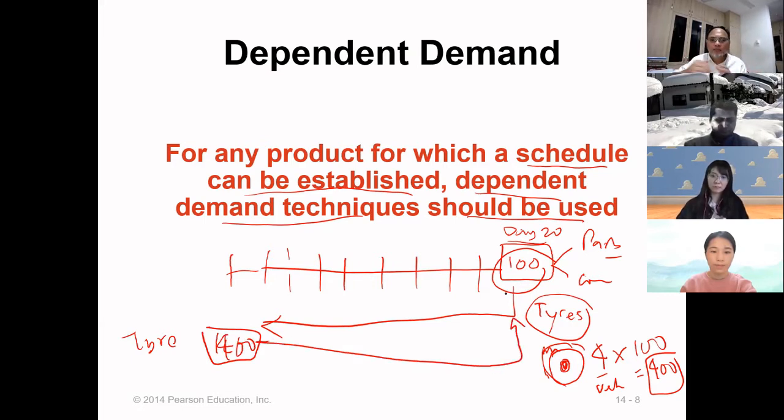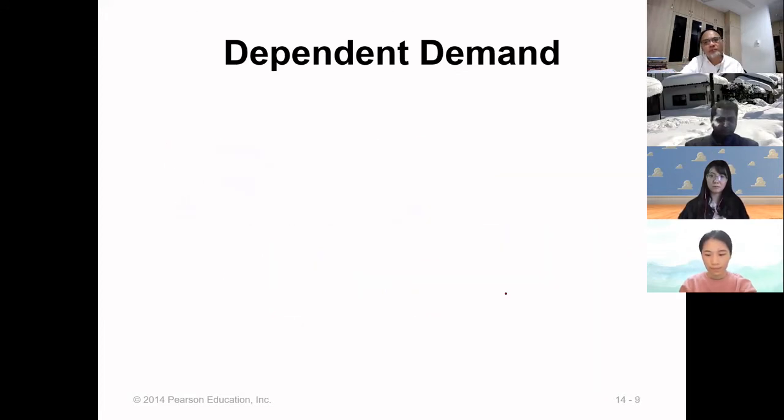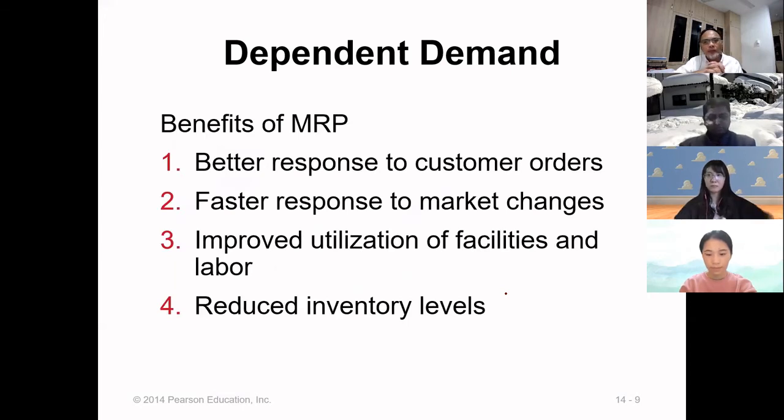And we talk about how many to produce, how many to order, so that you have it and you can assemble it on time. Okay. So that's the meaning of dependent demand.